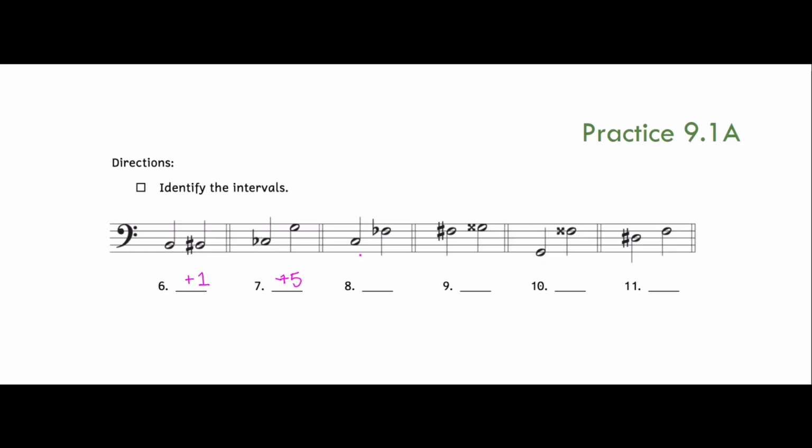Number 8. C to F would have been a perfect fourth. Lowering F to F flat makes it smaller, so this is a diminished fourth.